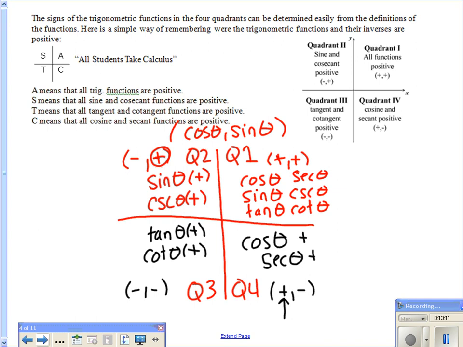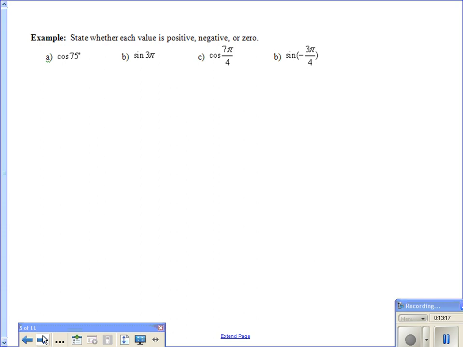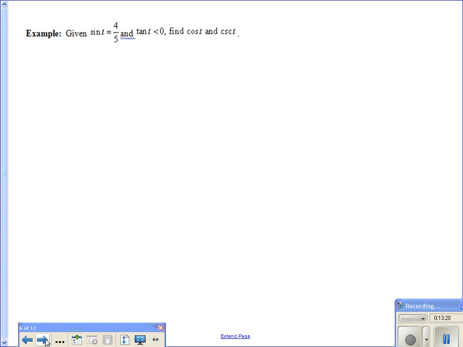Why do we need to know this? Because if we're given certain information, this helps us solve a problem. We'll skip this one part for right now, but let's look at this example. It says, given the sine of t is equal to 4/5 and the tangent of t is less than 0, we want to find the cosine of t and cosecant of t. Here we do have enough information to solve this, because we can figure out which quadrants our trig functions are positive or negative. All Students Take Calculus is how I remember that. A stands for everything, S stands for sine and its reciprocal, T for tangent and its reciprocal, C for cosine and its reciprocal.